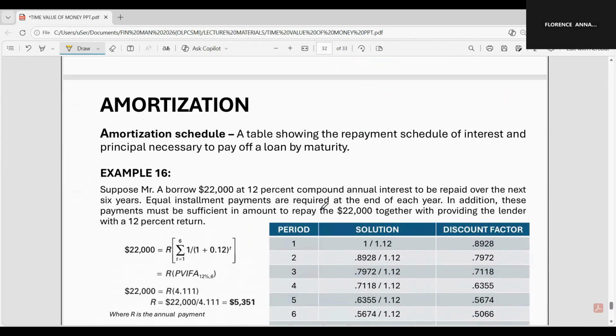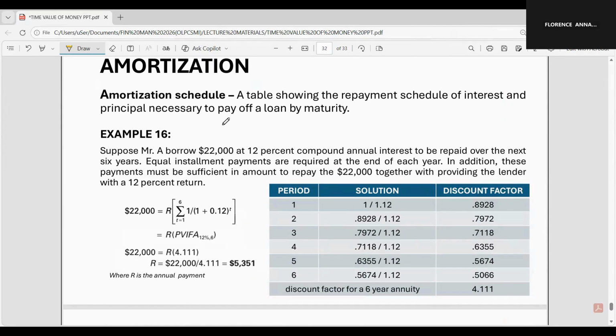Now we move to amortization. Amortization is an important use of the concept of your present value because here we determine the payments required for an installment type of loan. The distinguishing feature of this is that this loan is repaid in equal periodic payments which include both the interest and the principal. So, paano natin siya magagawa?